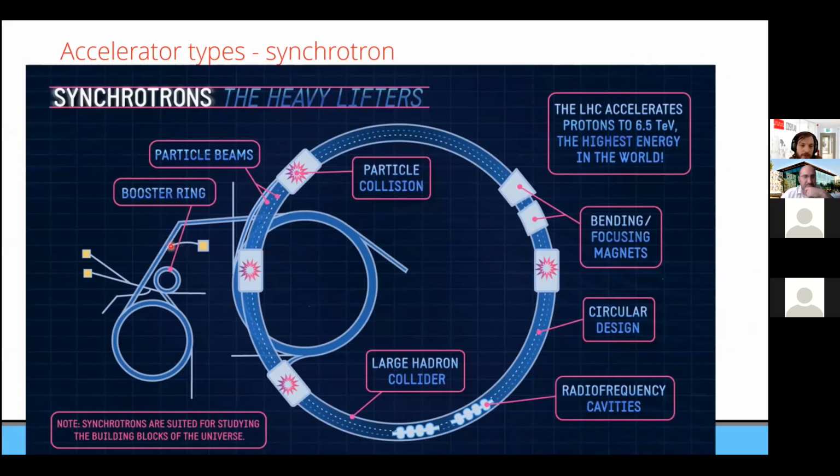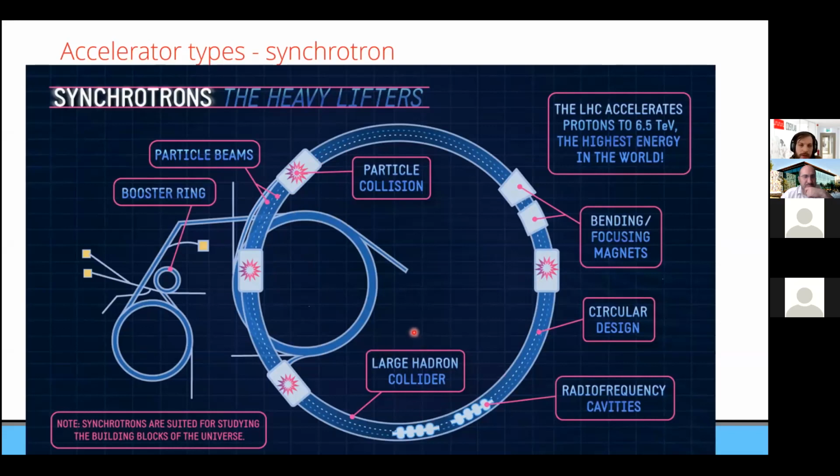If we check the synchrotron, here is the source. It goes to boost rings, which are smaller accelerators that lift up the energy of the particle, and then after all these boosts, it goes to the main ring. For example, this is the Large Hadron Collider.